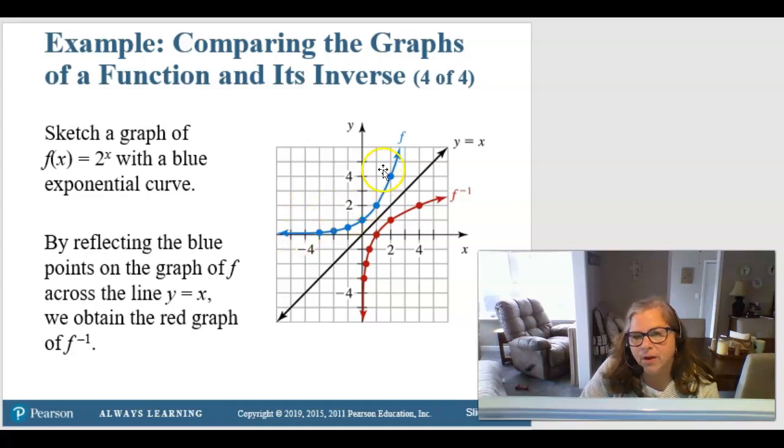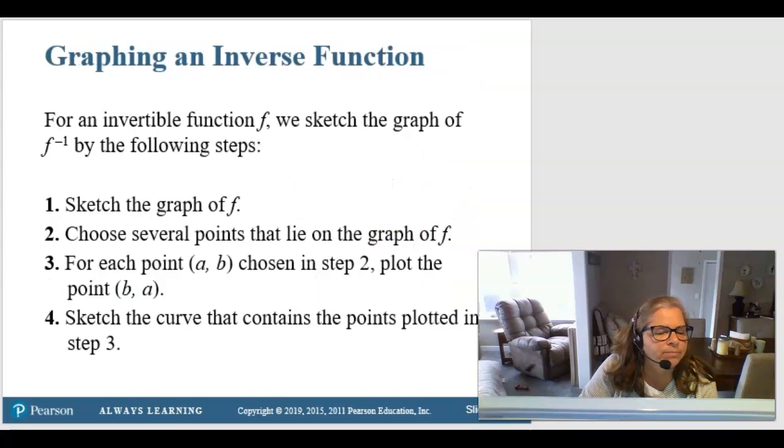So always start by finding those ordered pairs, make your graph, draw your line y equals x, and reflect over, and you will find these other points if you did not already build a table. So let's summarize this. How to graph an inverse function.